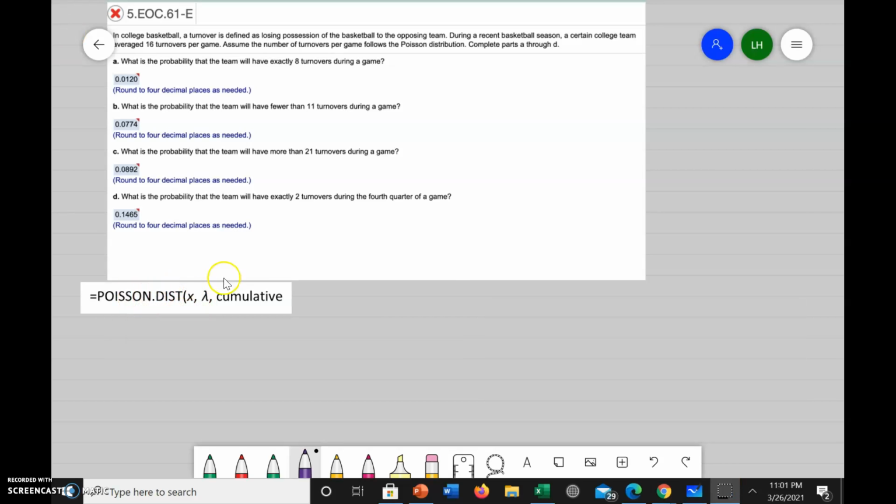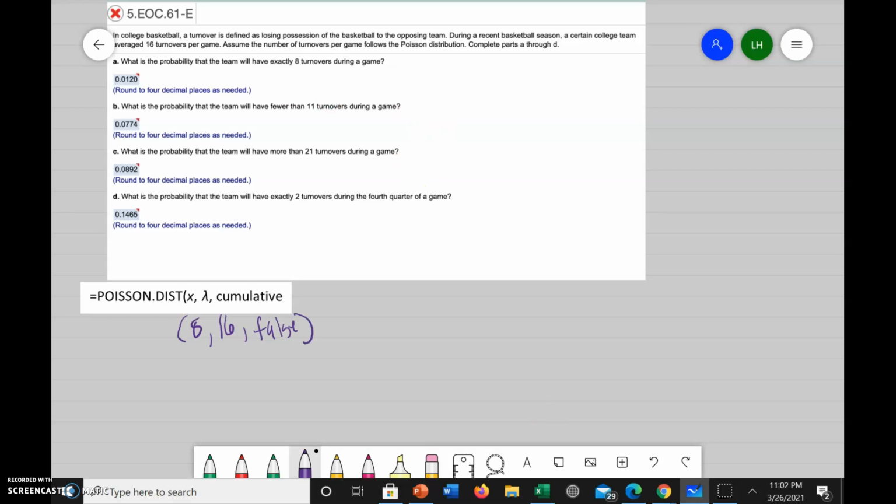So I've changed it to show you how to use Excel, and we want exactly 8 turnovers, the probability of exactly 8. So we're going to do 8, lambda, which is your average over an interval. The interval is 1 game, so 16 turnovers per game, and we don't want it cumulative because we just want to know exactly 8, so we will put false.